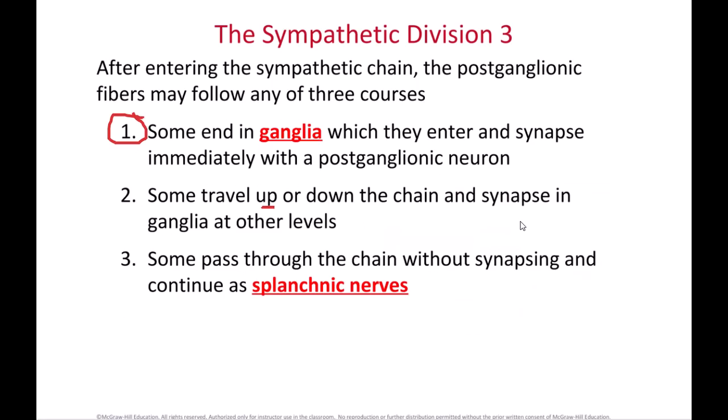So in terms of complicated, or in terms of difficulty of travel, method number 1 is the simplest and most direct. Method number 2 is slightly more complicated. And then method number 3, forming a separate splanchnic nerve, is the most complicated.